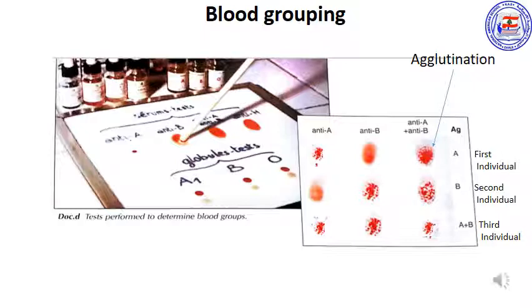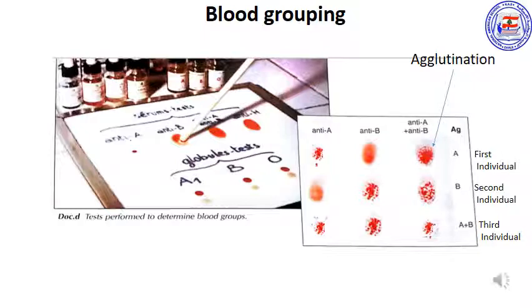If no agglutination occurs between the second drop and anti-B, then there is no antigen B in the blood, and that blood group would be A, like for the first individual in the figure. The third drop is used to make sure of the results of the first two drops. For the second individual, he shows agglutination with anti-B and with anti-A and B mixed together. Then he has antigen B and his blood group is B.